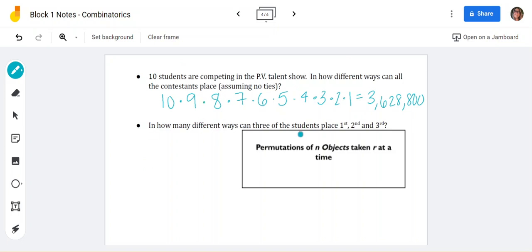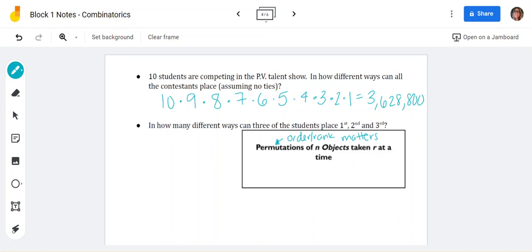Now, what if we just wanted to choose the students in places 1, 2, and 3? So this is called a permutation. That means the order or rank matters. So the order that we choose them in is a big deal because there's different rankings. If we choose you first, you're in first. If we choose you second, you're in second. If we choose you third, you're in third.